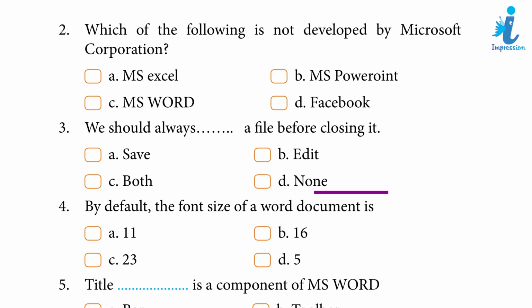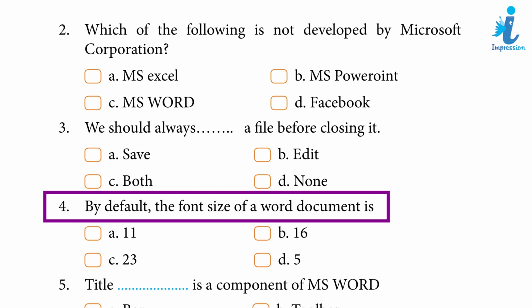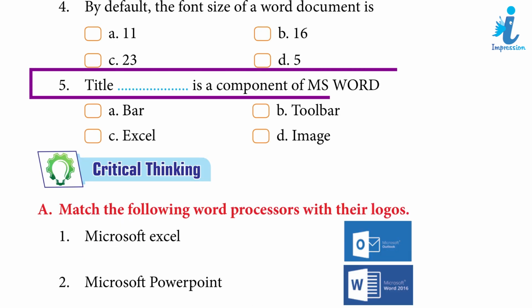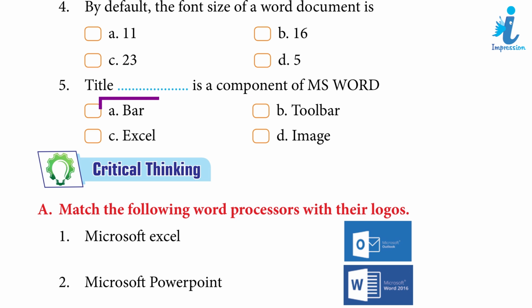4. By default, the font size of a Word document is A. 11. B. 16. C. 23. D. 5. Answer. 11. 5. Title dash is a component of MS Word. A. Bar. B. Toolbar. C. Excel. D. Image. Answer. A. Bar.